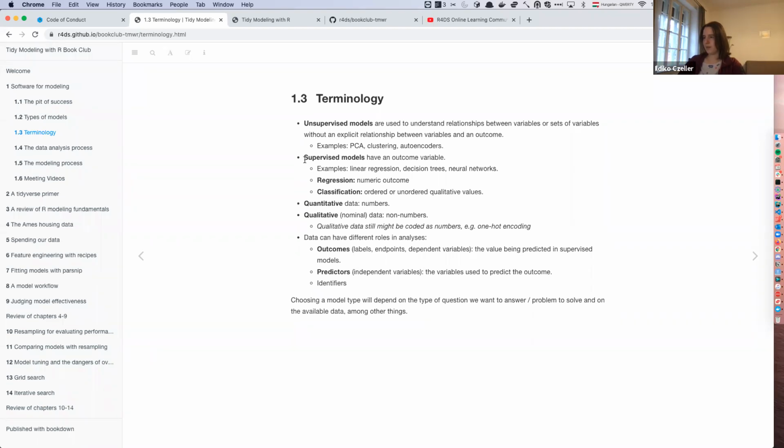And second, the opposite is supervised models, where you have a target variable. I guess this will be discussed in the majority of the book. And we can further group these into regression and classification based on whether the target variable is numeric. So for example, predicting sales or blood pressure, or classification.